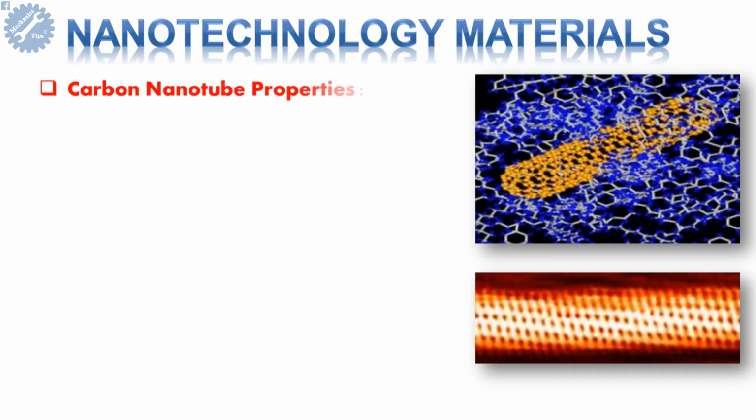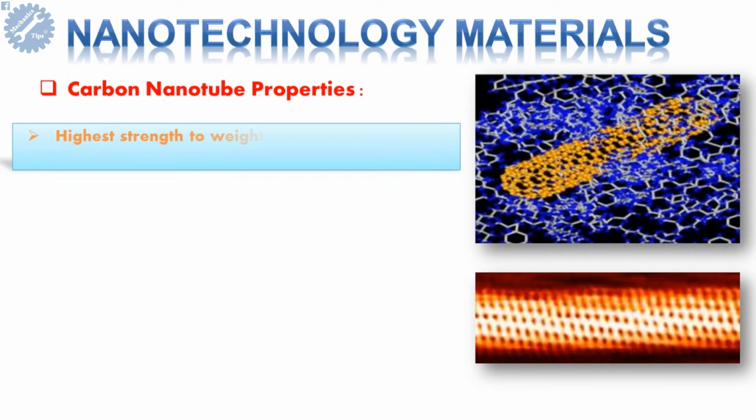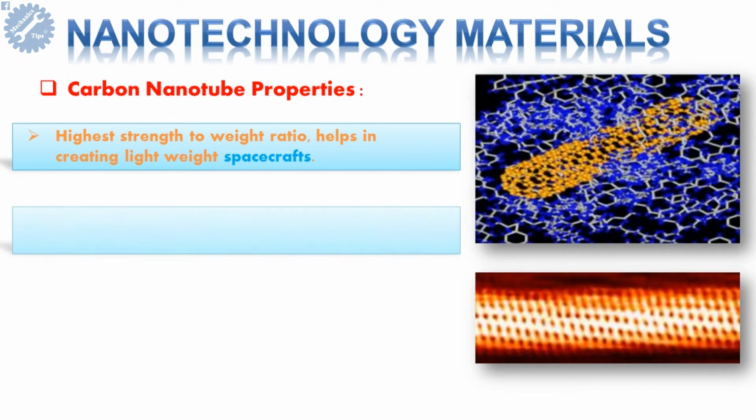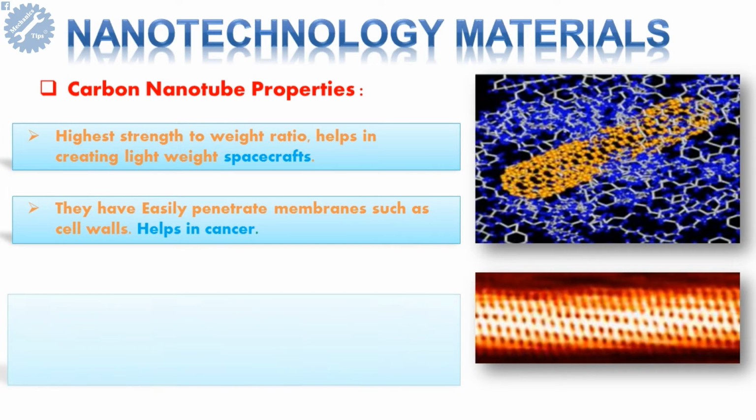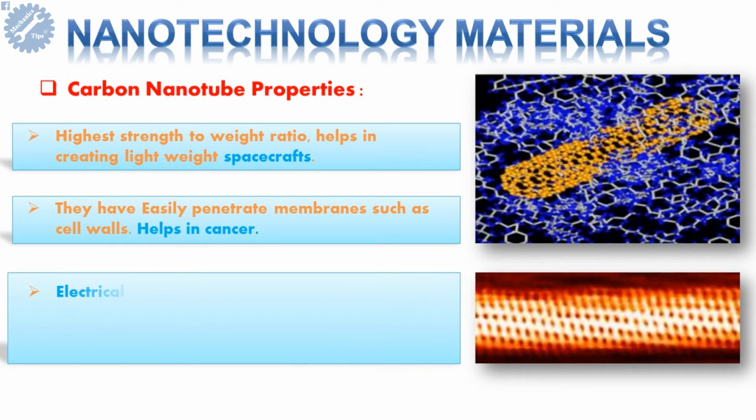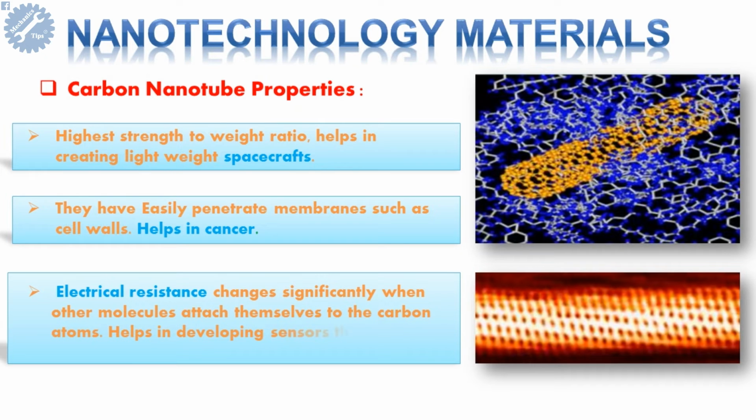Carbon nanotube properties. Highest strength to weight ratio, helps in creating lightweight spacecrafts. They can easily penetrate membranes such as cell walls. Helps in cancer. Electrical resistance changes significantly when other molecules attach themselves to the carbon atoms. Helps in developing sensors that can detect chemical vapors.